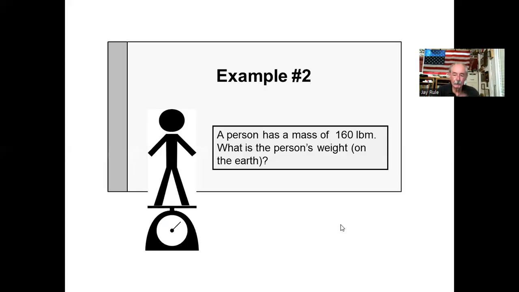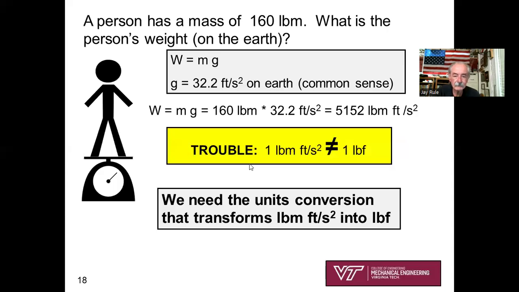Okay, here we go. All right, well, let's go through the drill as if just blindly. W equals mg, got it. g equals 32.2 feet per second squared on Earth. That's common sense. That's something you know off the top of your head. So if you're on Earth, g is about 32.2 feet per second squared. Let's do the math.